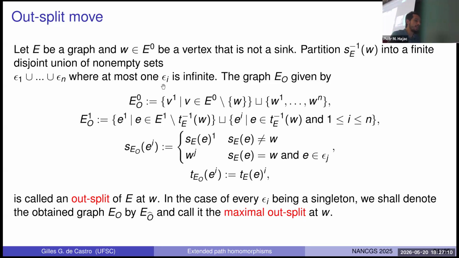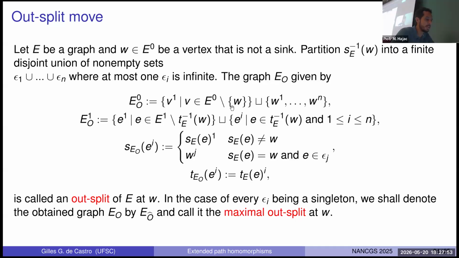And then we're going to define this new graph. So first of all, this vertex w, where we are taking this disjoint union, basically we're going to copy it as many times as there are elements in the partition. So we remove it from the original graph, and then, as I said, we take as many copies as we have sets in the partition. And of course, we want these to be new vertices. So this, just to represent it, is a disjoint union.